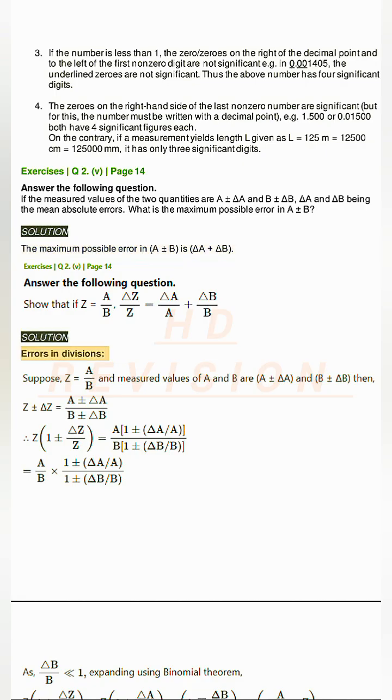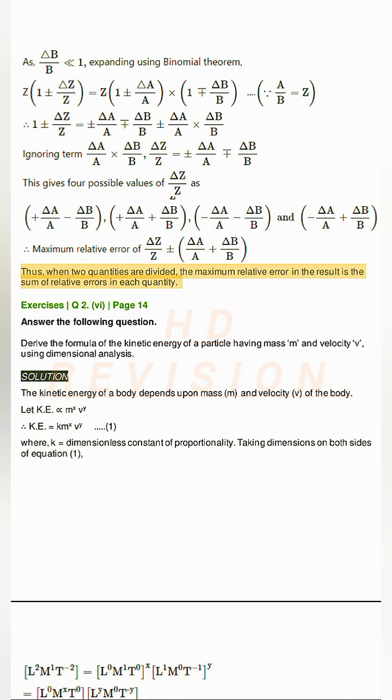Solution. Errors in divisions. Thus, when two quantities are divided, the maximum relative error in the result is the sum of relative errors in each quantity. Exercises Q2. B. Page 14.